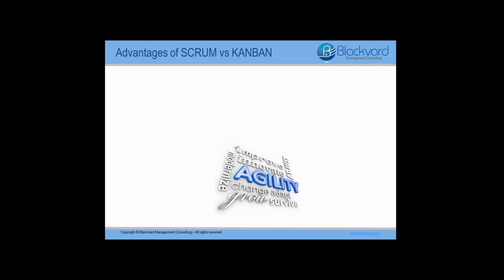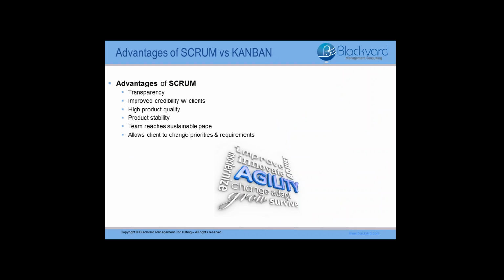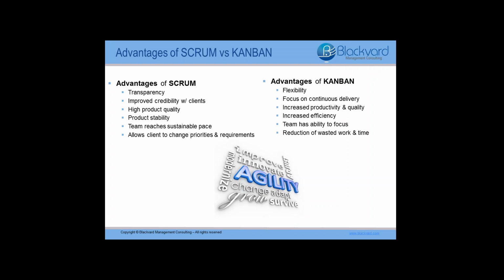All right, so real quick, I just want to go over the advantages of Scrum and Kanban as we're winding down this webinar. Advantages of Scrum are things such as transparency, product stability, allowing the client to change priorities and requirements, and a few others that you can see listed there. Now, advantages of Kanban are flexibility, increased efficiency, the team has the ability to focus, and it really cuts down on wasted work and wasted time.